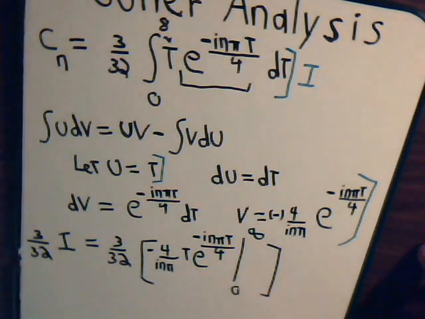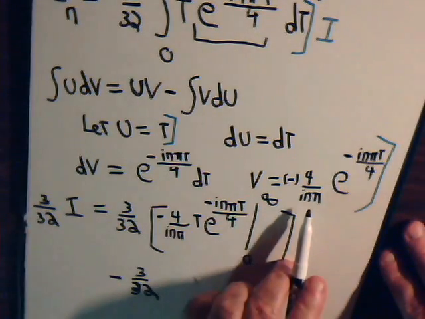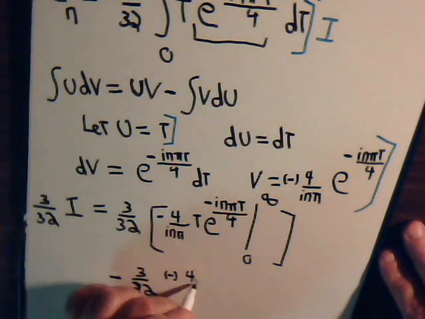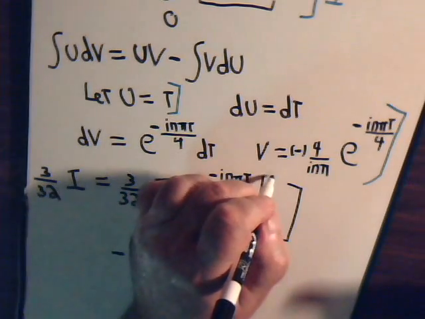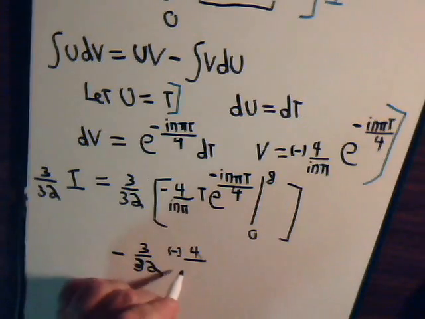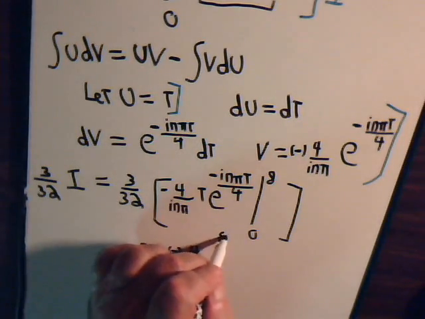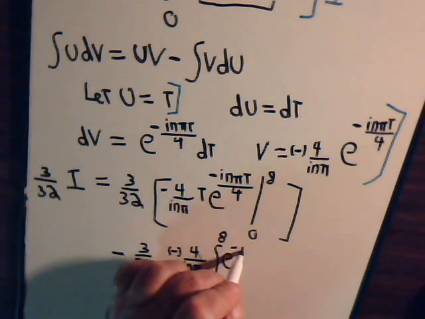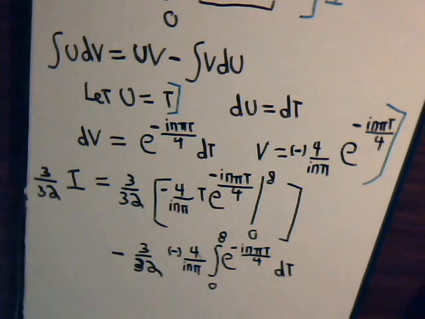Then we have minus the integral of v du, so minus 3 over 32 times the integral of v du. V du is just dt. So we have this now, minus 4 over i n pi, and then we have the integral from 0 to 8 of e to the minus i n pi t over 4 dt.